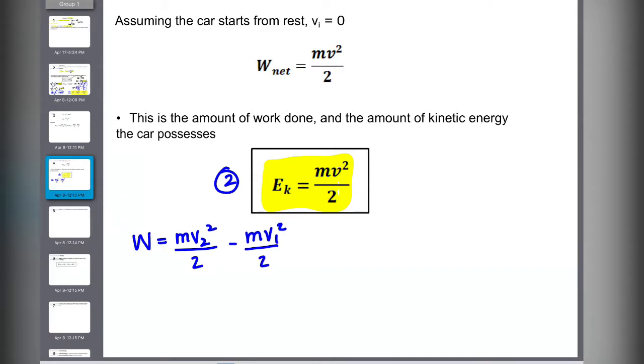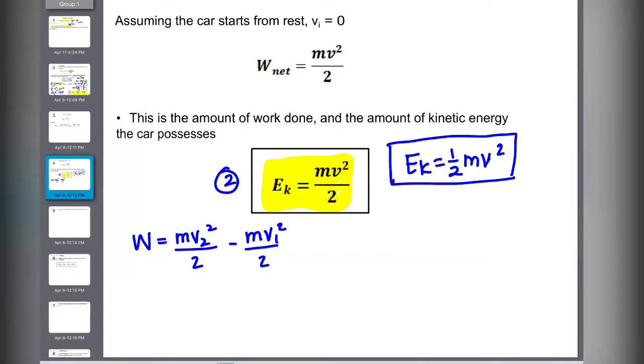And since we know that EK is mv squared over 2, some people like to write it 1/2 mv squared. It's up to you. Do you see how it's the same thing? That's just a variation. If you want to put the 2 at the bottom or multiply by 0.5, it's the same thing. When I divide something by 2, it's the same as multiplying it by 0.5. So it doesn't matter.